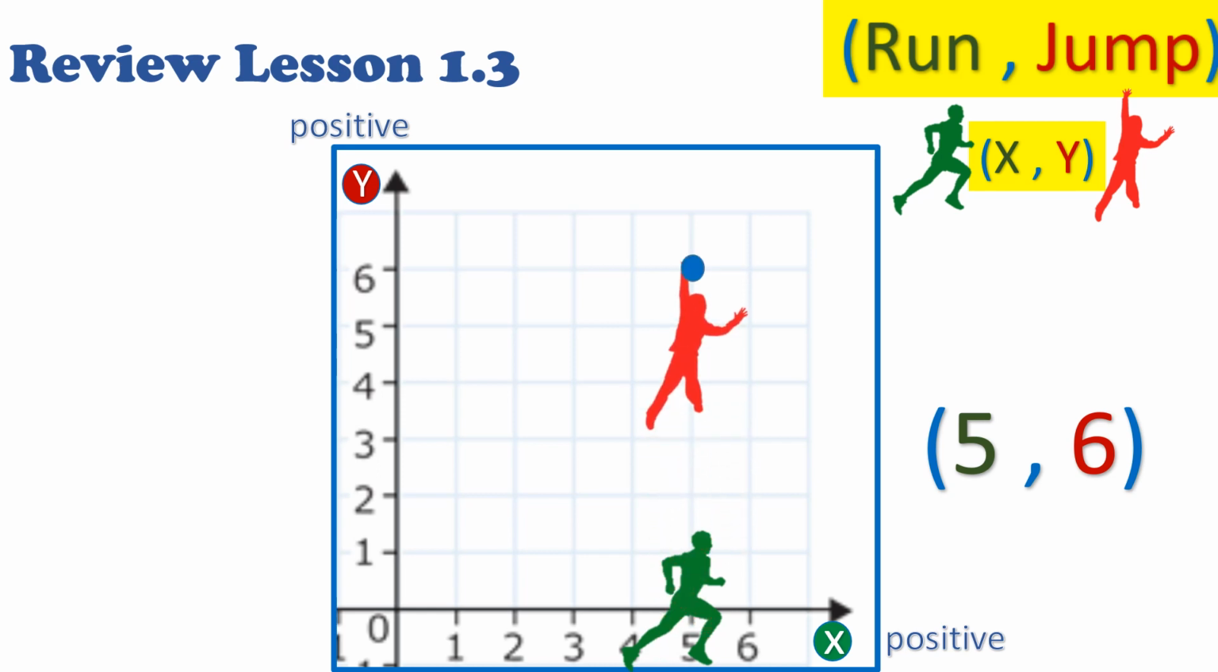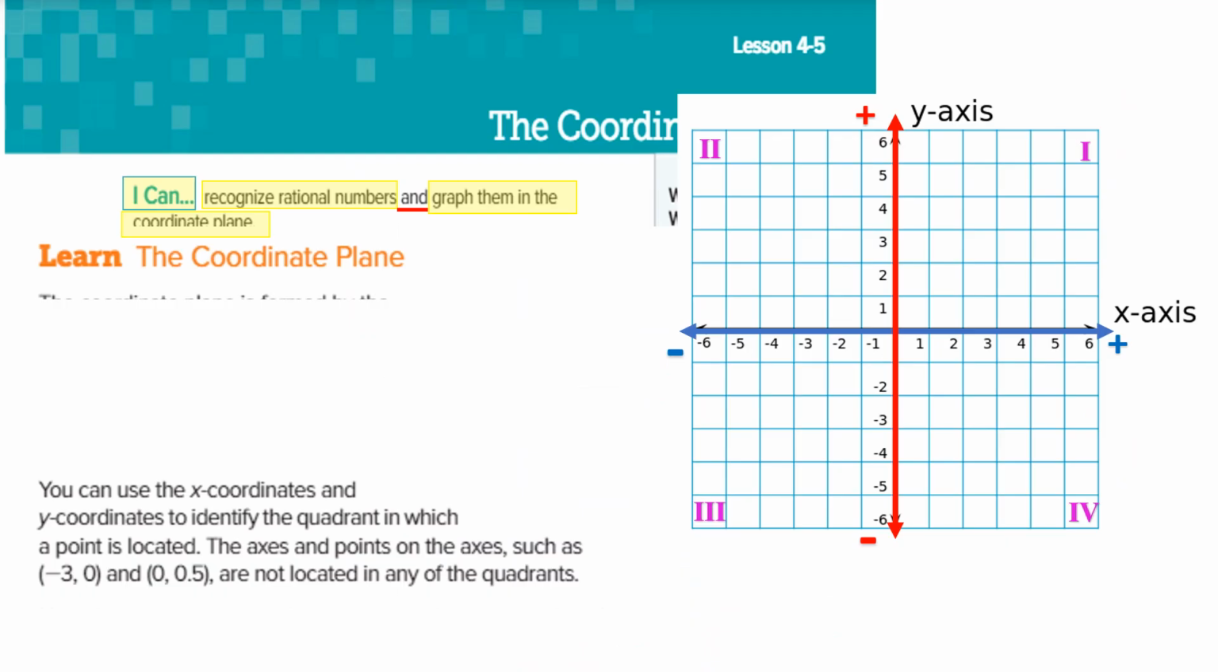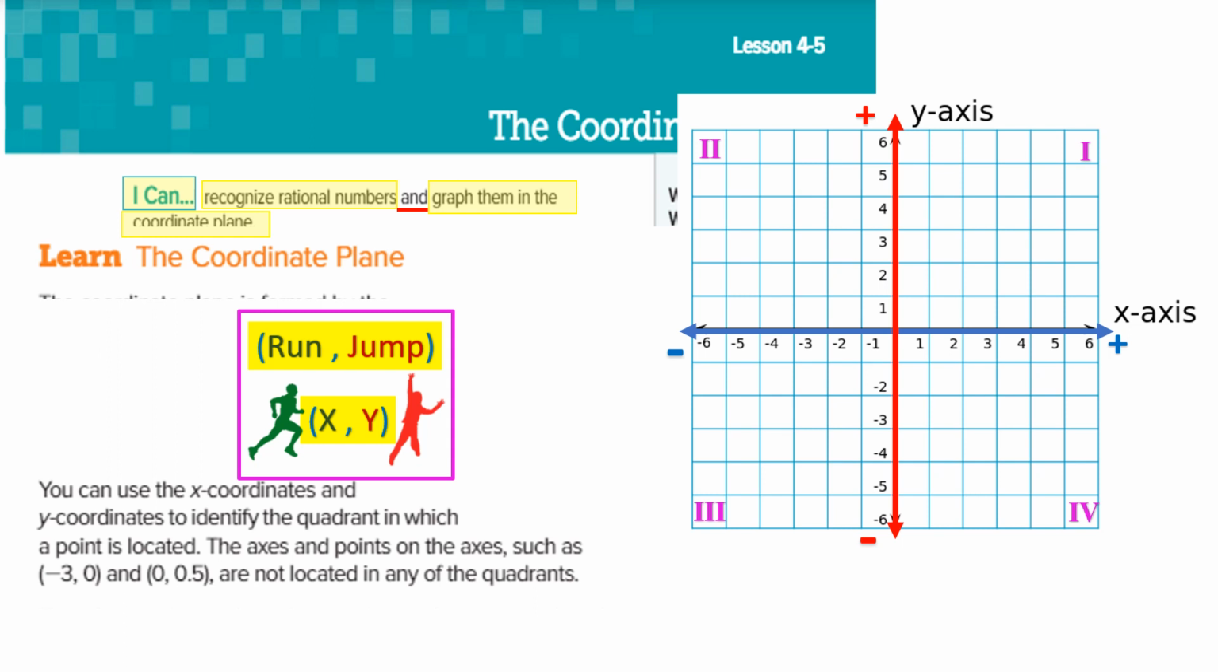I don't put a point until I get to my second location. There isn't going to be a point where the X is unless the Y happens to be a 0. So when I'm plotting things on the coordinate plane, I simply follow the directions of running and jumping every single time. Once again, I'm either going to run forward or backwards, depending on if it's positive or negative, and then I'm going to jump up or down, depending on if it's positive or negative.